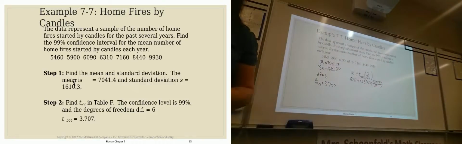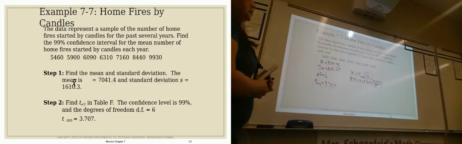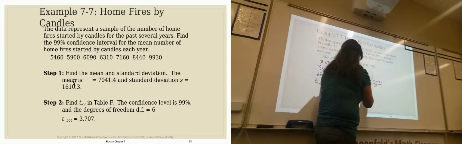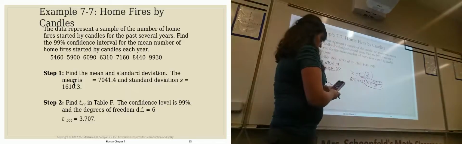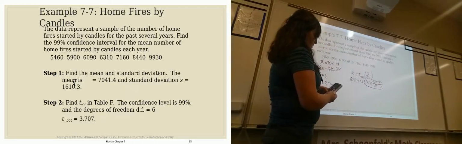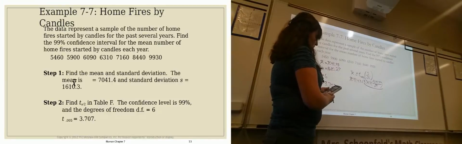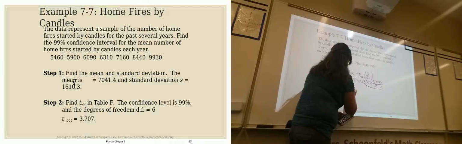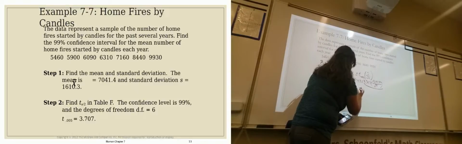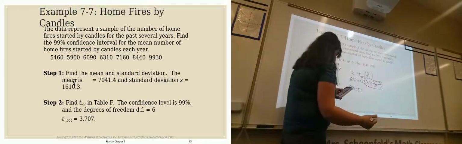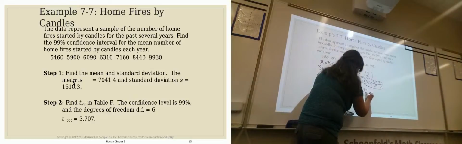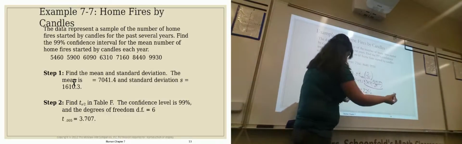When you're typing that into the calculator, make sure you do the grossest looking piece first. So I have 3.707 times, in parentheses, 1610.27 divided by the square root of 7. Make sure you get the parentheses in the right places. So I have 7041.43 plus or minus 2256.17.